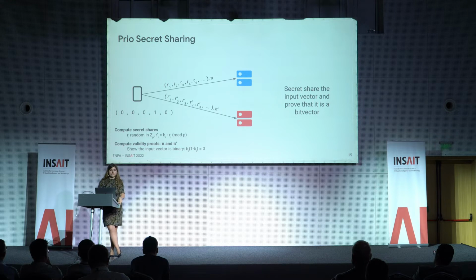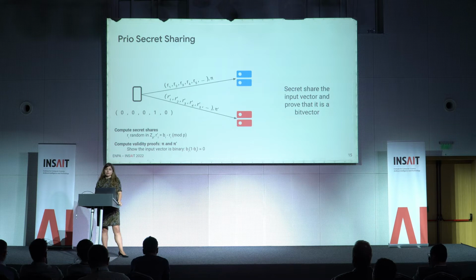In addition to the secret shares, the mobile device also computes what is called a cryptographic zero-knowledge proof. And this proof aims to convince the two servers that the user has sent a valid input, where valid here means that the input is a binary vector. And while I don't have time to explain the details of how this zero-knowledge proof works, at a high level, we can prove that a vector is binary if we can show that each of its entries satisfies a polynomial that has roots 0 and 1.